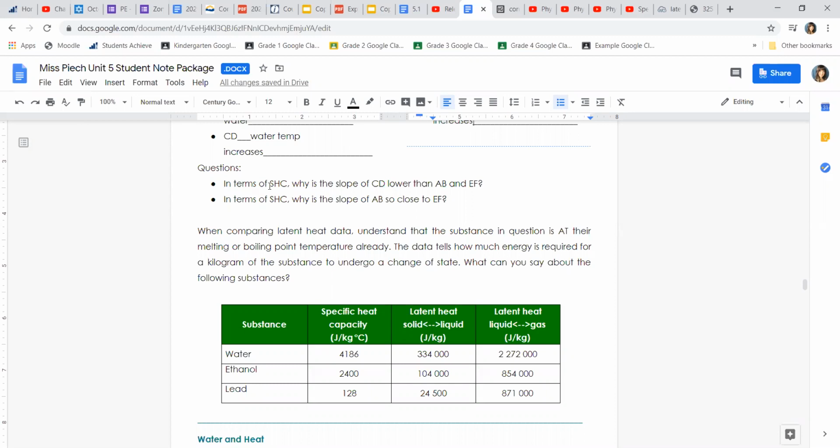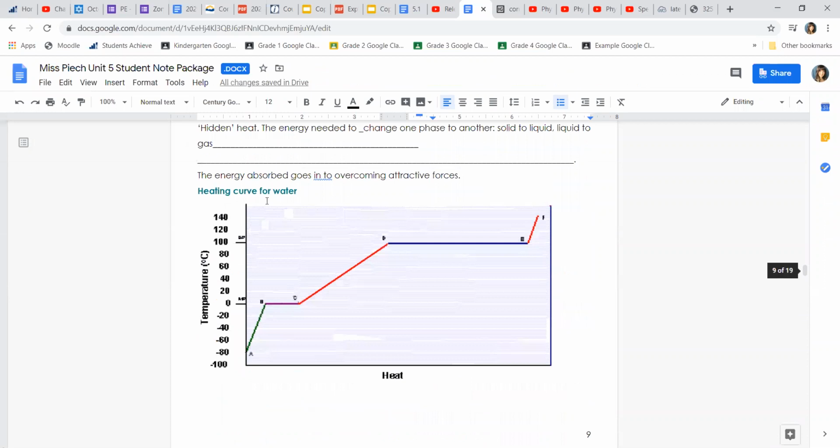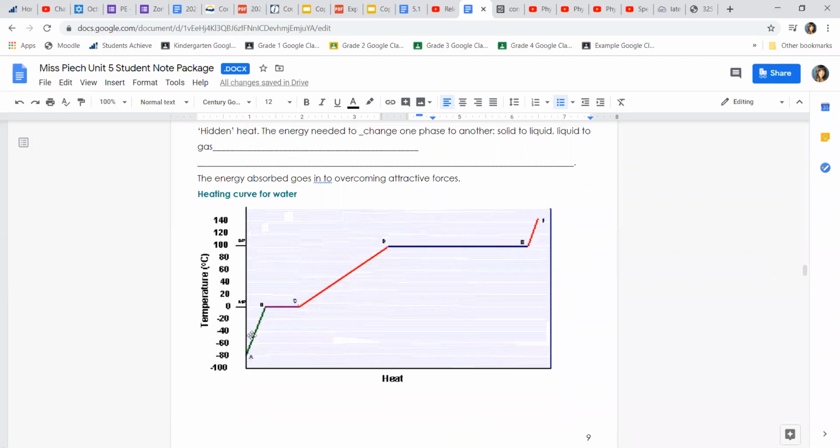So in terms of specific heat capacity, why is the slope of CD lower than AB and EF? If you take a look over here, you see that with these, there's a sharp increase in temperature really quickly. That means that with exposure to heat, it quickly rises to a temperature where it will melt and become a liquid. And then over here, when it's a gas, it's very easy for it to become even hotter. Their molecules are easily broken and can heat faster.